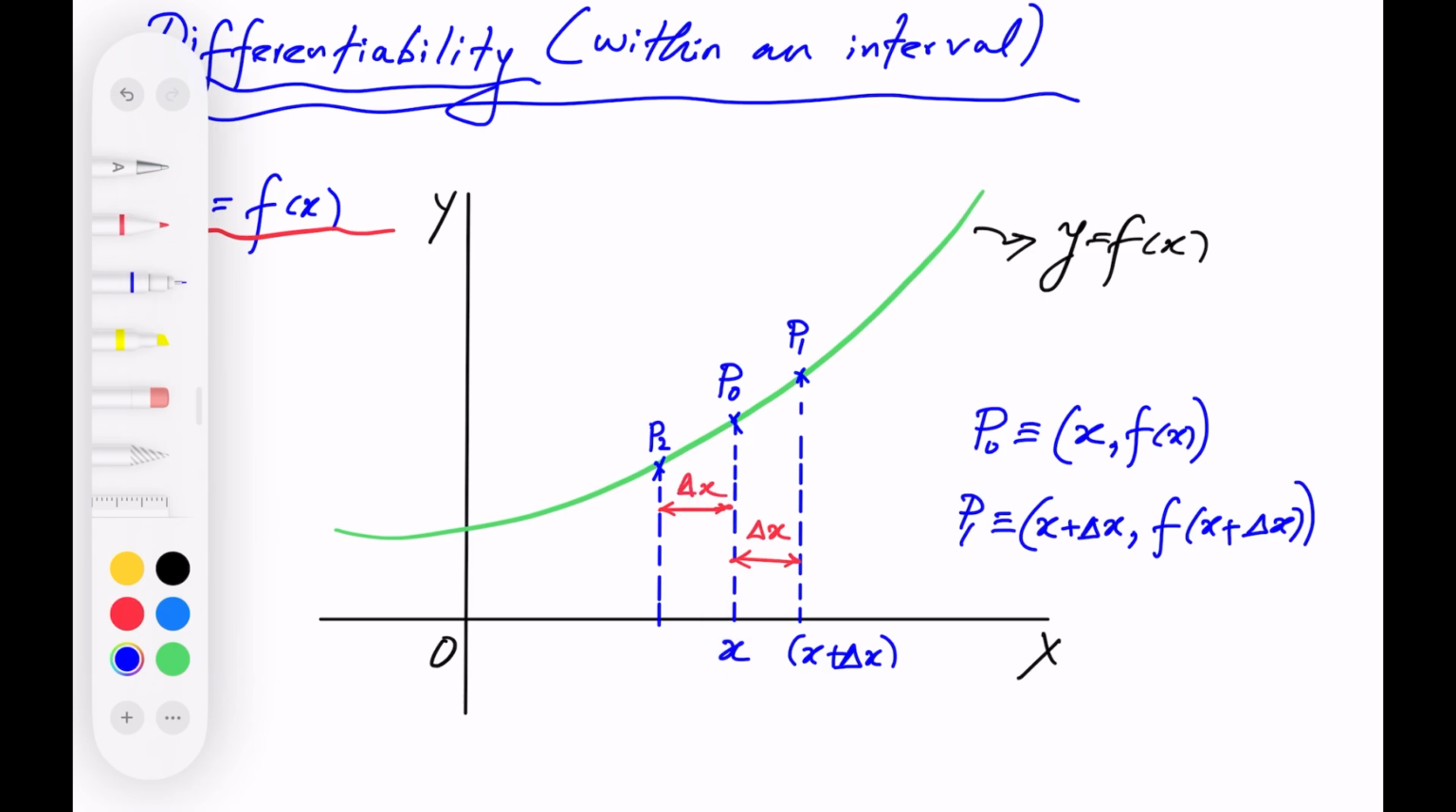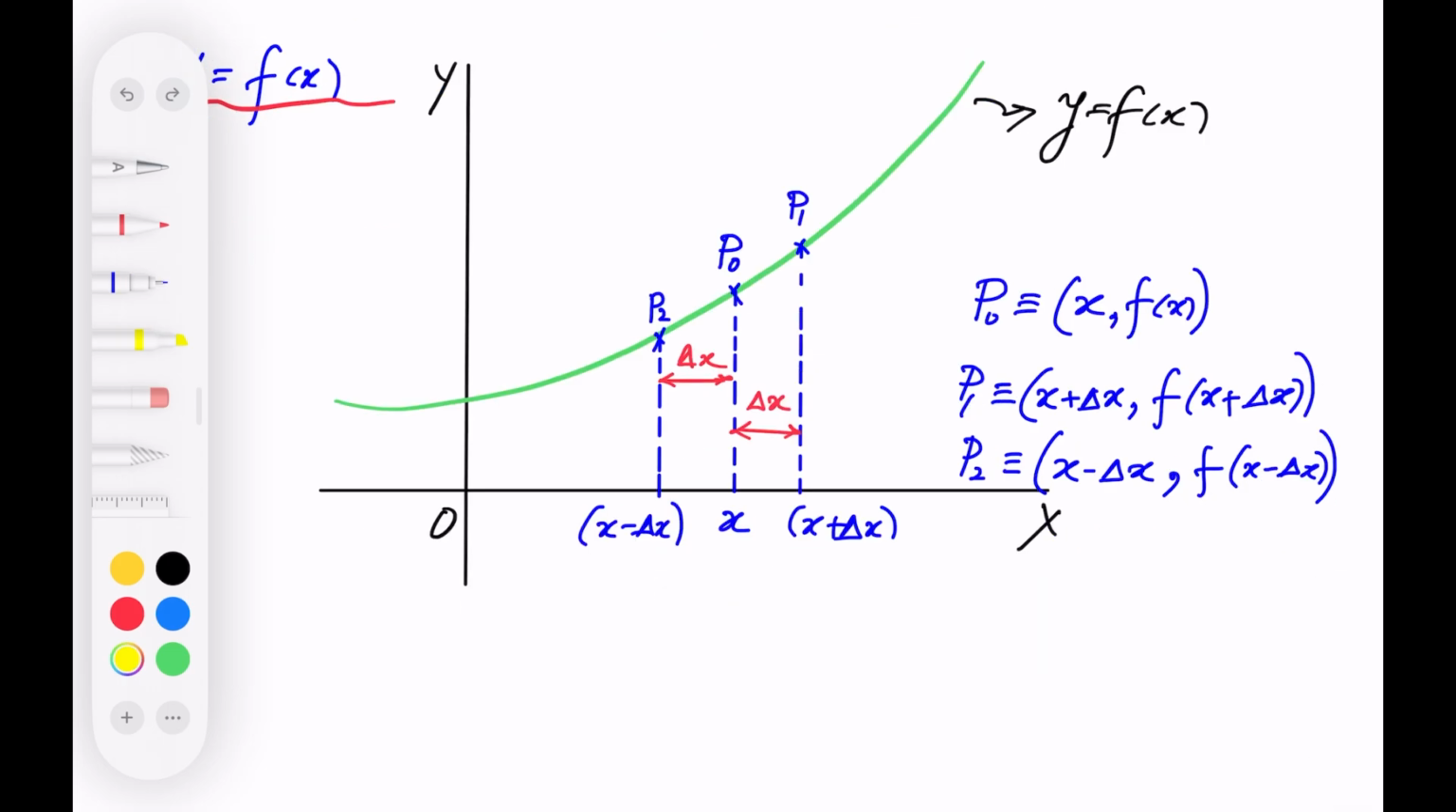Now, how should you write the coordinates at P2? This coordinate right here on the x-axis should be equal to x minus delta x. Therefore, the coordinates at P2 should be equal to x minus delta x, comma, the y coordinate is once again f of the corresponding x coordinate. Therefore, it should be f of x minus delta x.